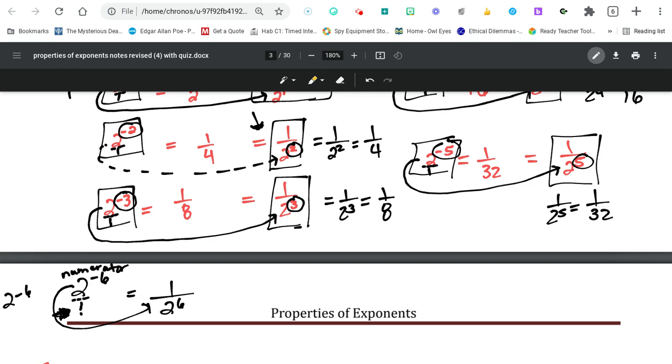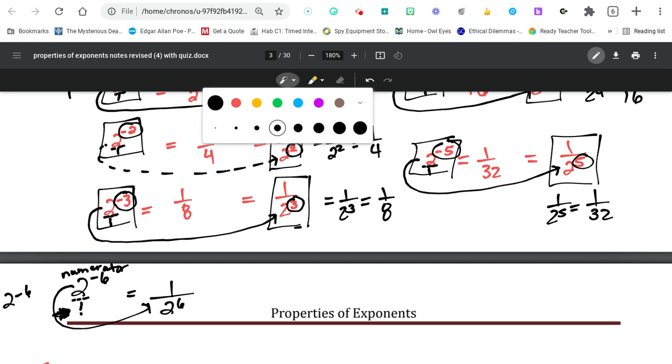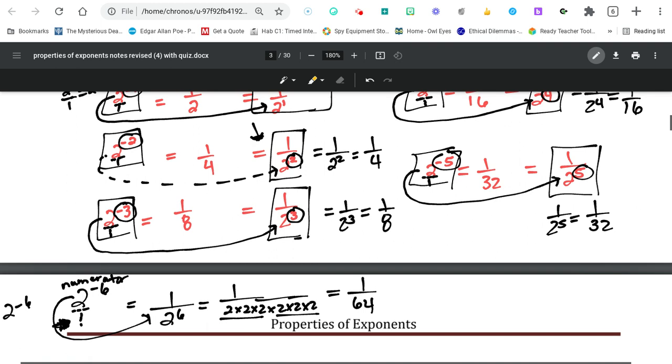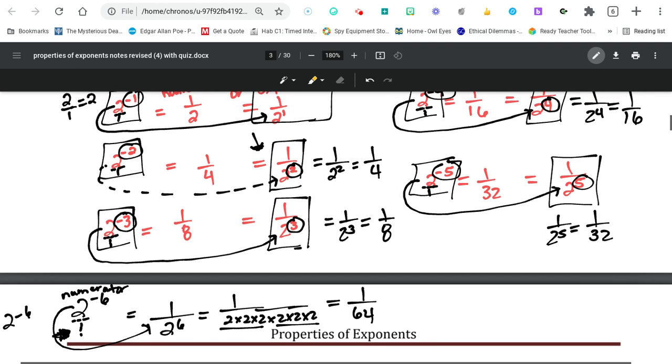All right, and 2 to the 6th power, I know that ends up being 2 times 2 times 2 times 2 times 2 times 2. So that's 2 cubed, 8. That's another 2 cubed, 8. That's 8 times 8, which is 64. So 2 to the 6th power would be 1 over 64. So that's one way you could get your answer. So let's go back to the notes.